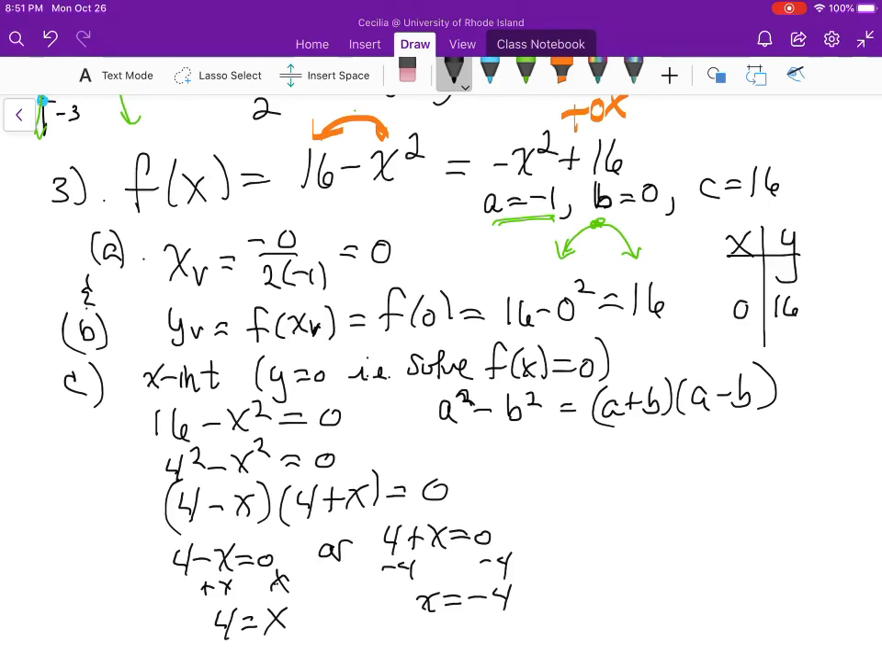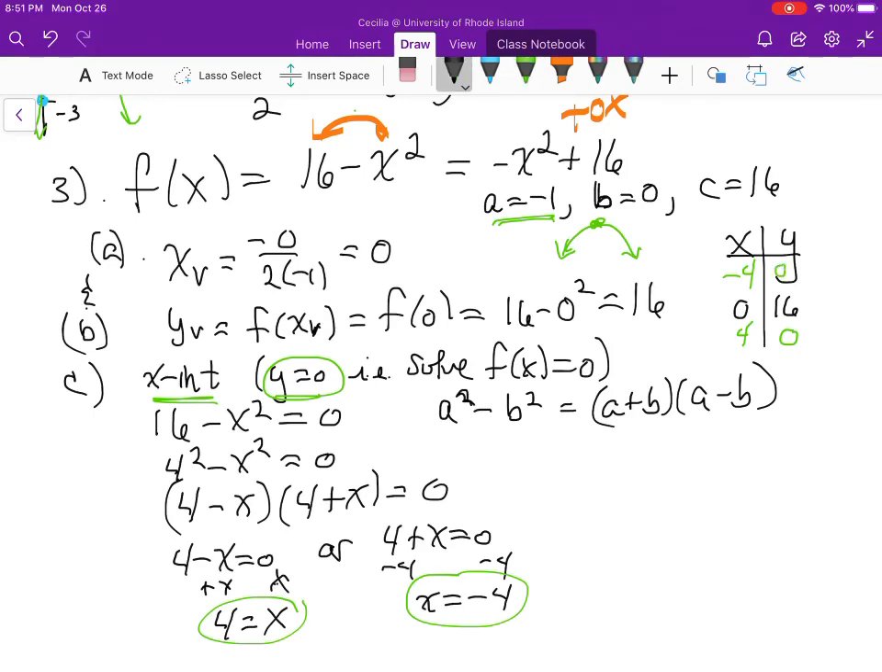All right, so let's put these values in our table. These are the x values, so we have a -4 and a 4. And this was the solution for when y equals 0, right? That's what an x-intercept is. So in both of these cases, y is 0.